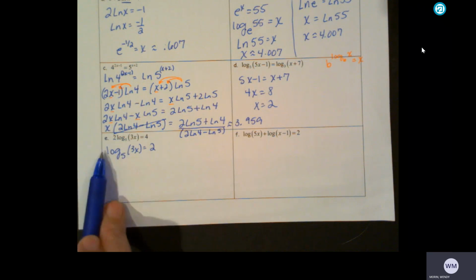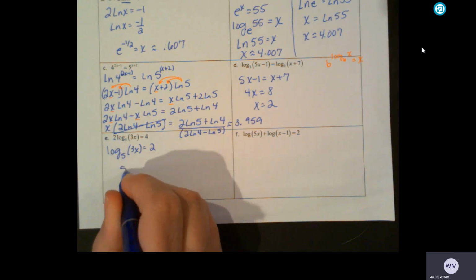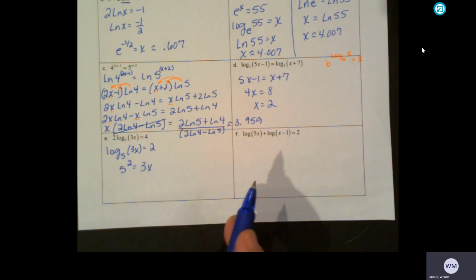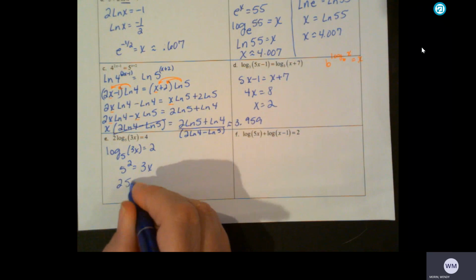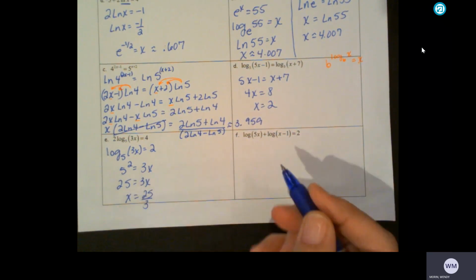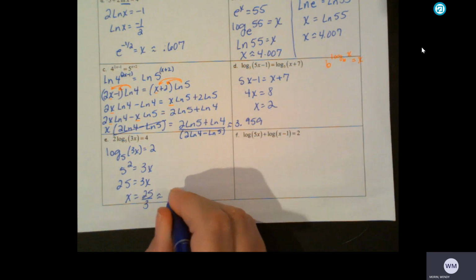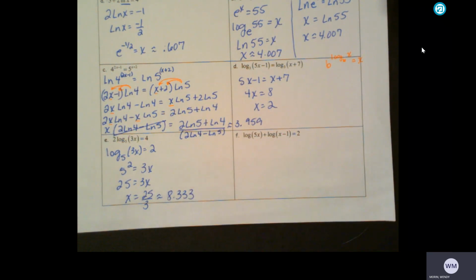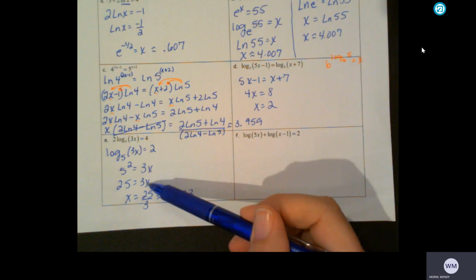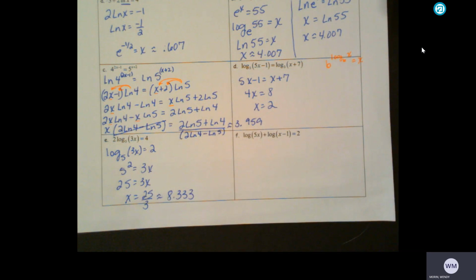Single logarithm, a 1 in the front. Now I can change to exponential form. To solve a log equation, you change to exponential form. So you have 25 equals 3x, and x equals 25 divided by 3. If they asked you to round to 3 decimal places, that would be 8.333. Notice, each step is equivalent to the previous step. That's how you show work in math. Make sure you show your work. Remember, I'm not a mind reader.